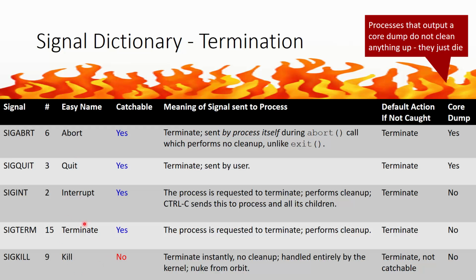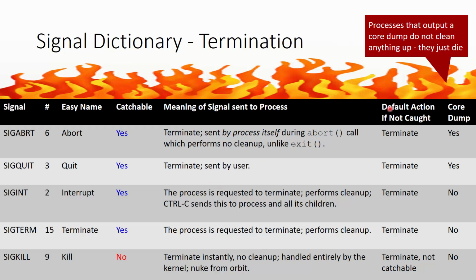And we have some easy English names for these particular signals. Catchable means that you can set your own signal handler to catch this signal and do something about it. You can alternatively set your process to ignore these signals, but only if this column here says yes. So notice, and as a sneak preview here, kill cannot be caught. Alright, so then the meaning of the signal, when it arrives, this will be what that meaning is.